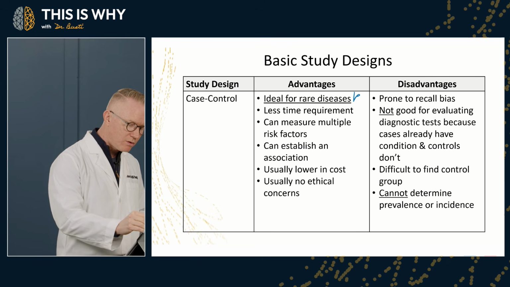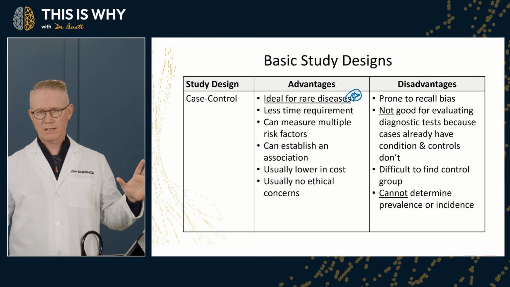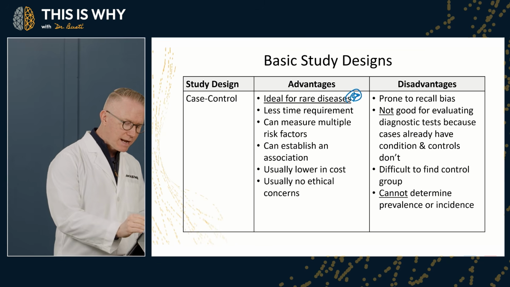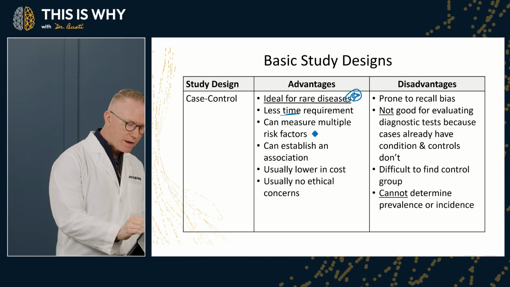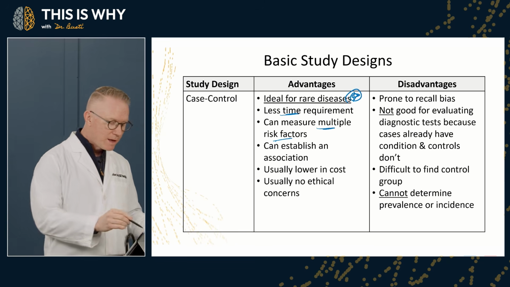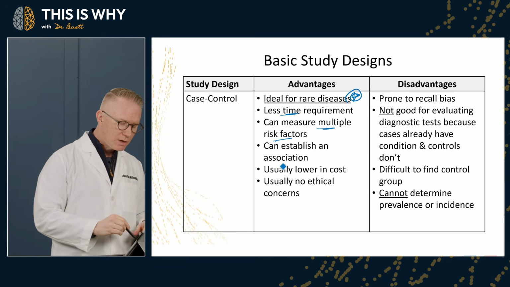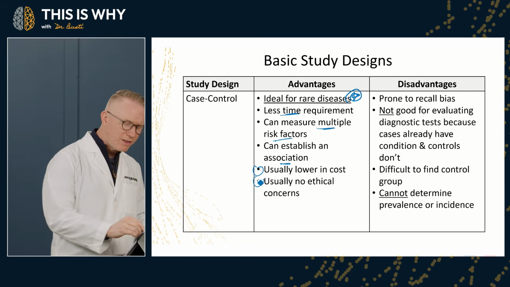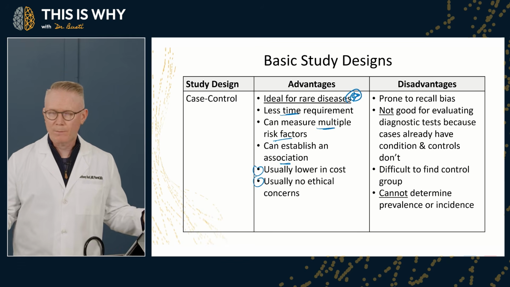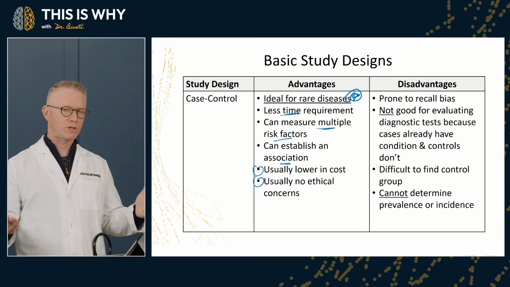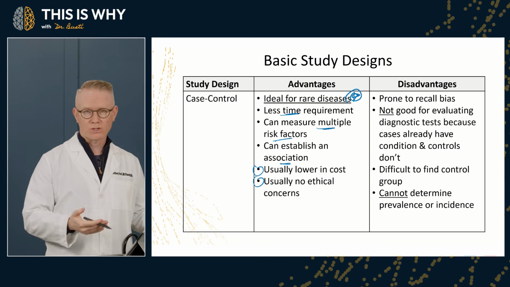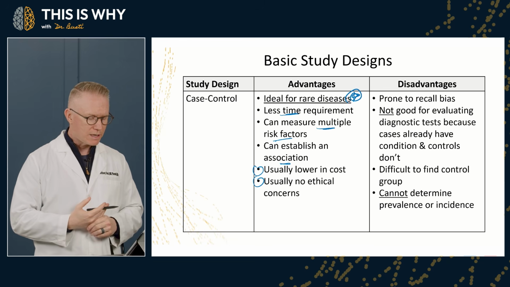So they're ideal for that, whereas cohort studies are not ideal for a rare disease. All right, it's less time requirement. It can measure multiple exposures or risk factors. Okay, that's helpful. It helps to establish causation, usually lower costs, and the ethical concerns are much lower because you're not giving the patient anything, you're just looking at their information, so it's privacy protection at that point. It's still a risk. IRB is still going to want to know it, but that is the risk, okay?